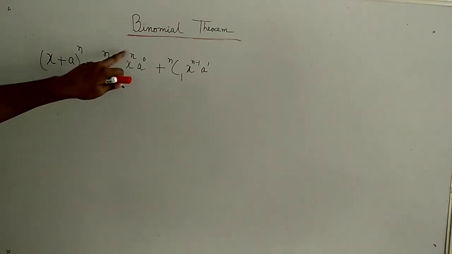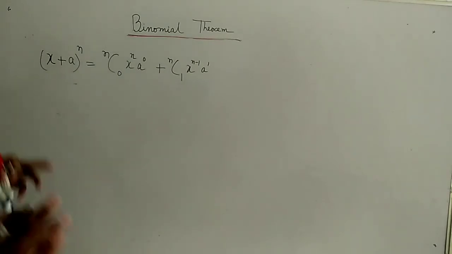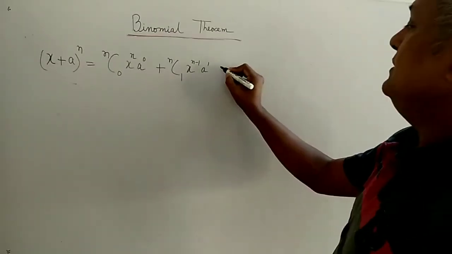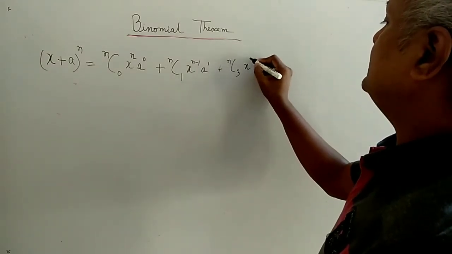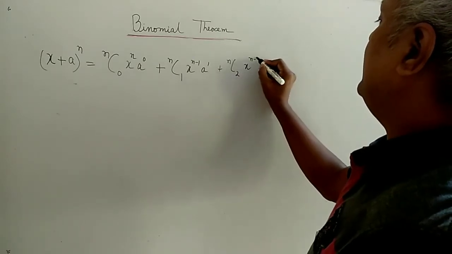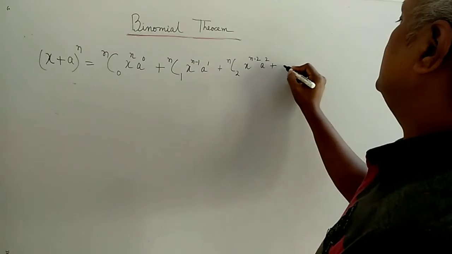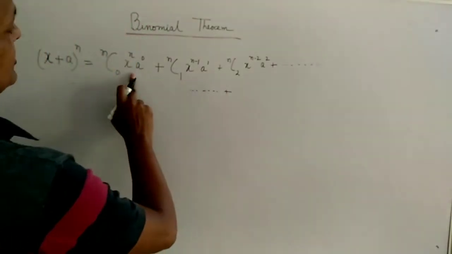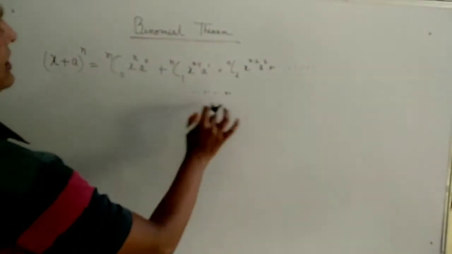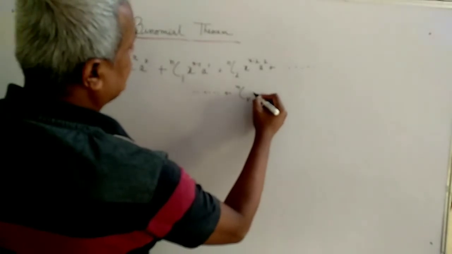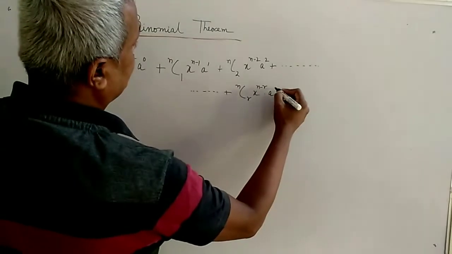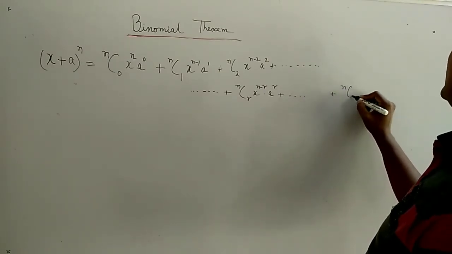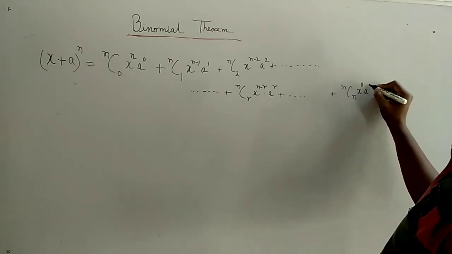Order is not important. You can write a to the power n, x to the power 0, or a to the power n minus 1, x. But once you start with a particular order, I'm taking x as the first term and a as the second term. Then nC2, x to the power n minus 2, a to the power 2, plus there will be so many terms. Then I write one general term that I call the rth term, like first term, second term, third term, dot dot dot, and then the rth term, that is nCr x to the power n minus r into a to the power r, plus dot dot dot. Then I find my nth term, that is nCn x to the power 0 a to the power n.